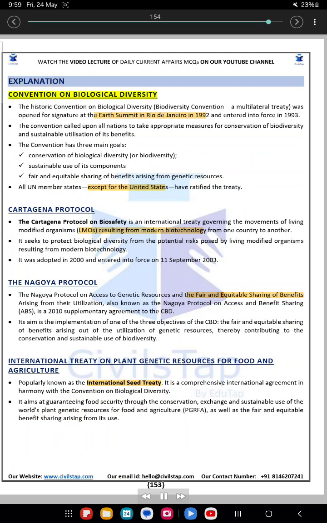Explanation. Convention on Biological Diversity. The historic Convention on Biological Diversity, Biodiversity Convention, a multilateral treaty, was opened for signature at the Earth Summit in Rio de Janeiro in 1992 and entered into force in 1993. The convention called upon all nations to take appropriate measures for conservation of biodiversity and sustainable utilization of its benefits. The convention has 3 main goals. Conservation of biological diversity or biodiversity, sustainable use of its components, fair and equitable sharing of benefits arising from genetic resources. All UN member states, except for the United States, have ratified the treaty.